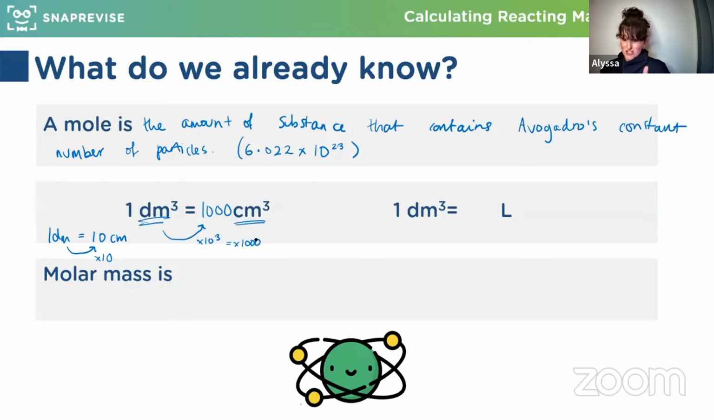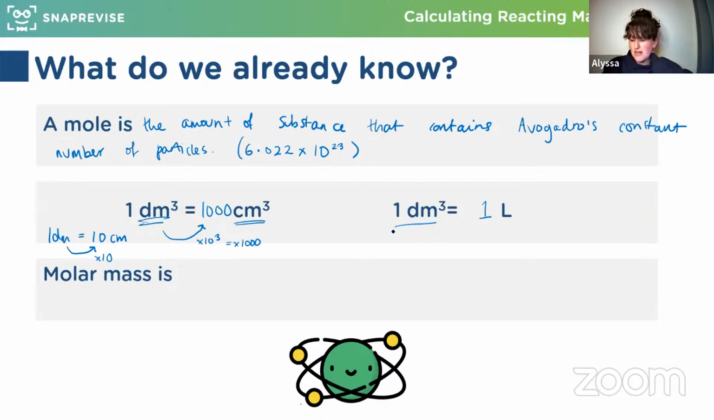Okay, brilliant. So what is 1 decimeter equal to in terms of liters? Does anybody know? What is 1 decimeter equal to in terms of 1 liter? It is just 1. Good, well done. So 1 decimeter is 1 liter. A nice easy link there.